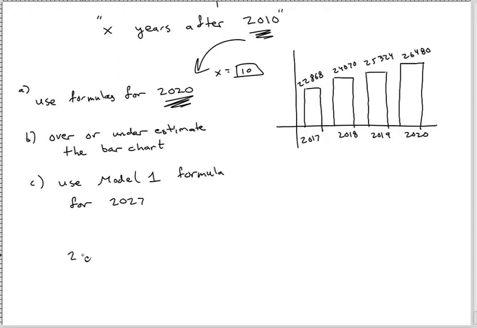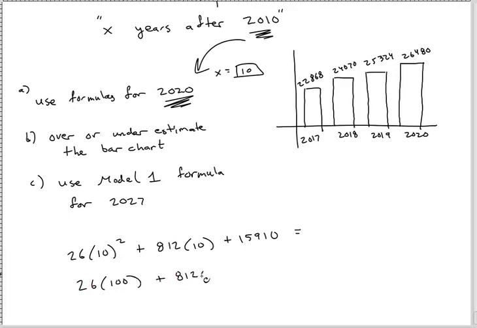So I've got 26 times the 10 squared plus the 812 times the 10, and then plus the 15,910. Now, this is definitely calculator. Definitely. If you don't know where the square button is on your calculator, that is fine. I would say just put a 100 in there instead, because that's all you're doing. You can do some simple math here before you actually need to use a calculator, if you want to. But at some point, you're going to have to use a calculator to make this quicker, easier, better, and more accurate.